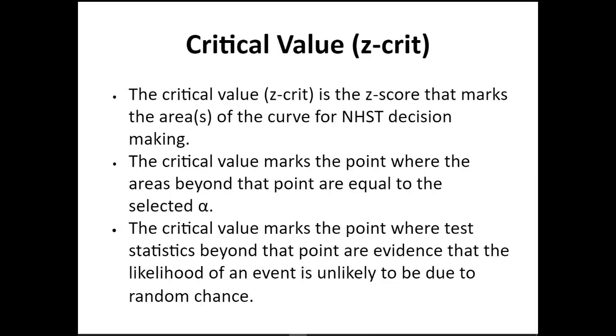So that's our alpha, the probability of committing a type 1 error. So the critical value is the z-score that marks the area or areas of the curve for the null hypothesis statistical testing decision making. It marks the point where the areas beyond the point are equal to the alpha that you selected. The critical value marks the point where a test statistic beyond that point is evidence that the likelihood of an event is unlikely due to just random chance.